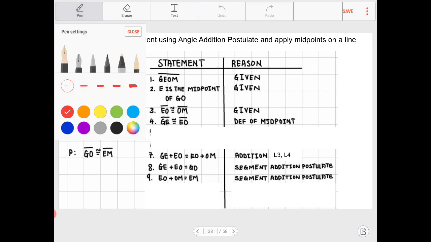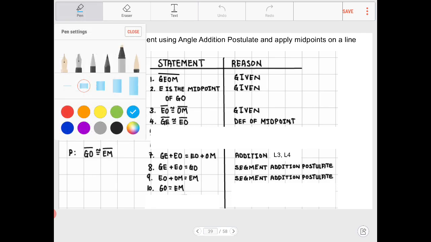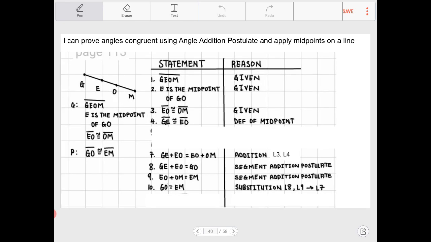I want to use a highlighter to highlight this now. Since I know that GE plus EO is equal to GO, I can make that substitution. And in blue, since I know that EO plus OM is equal to EM, I can again make that substitution. And that's pretty much it. That's the end of the proof right there. So line 10, I can say that GO is congruent to EM, and the reason for that is because of substitution between lines 8, 9, and 7.